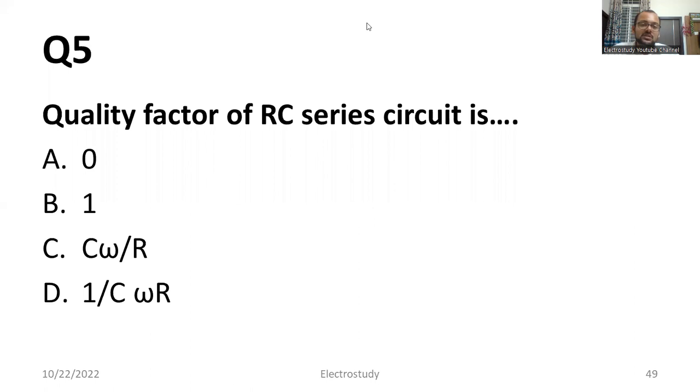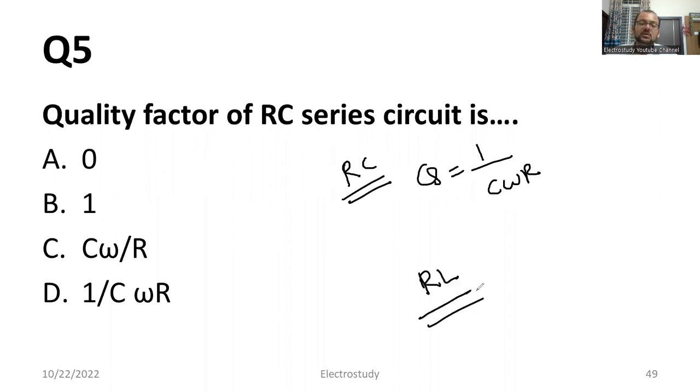Now I would like to discuss question number 5. Everybody kindly go through question number 5. The quality factor of an RC series circuit is, so we will write Q is equal to 1 by C omega R. If the quality factor of an RL circuit, we will write Q is equal to 1 by L omega. Like that you can follow up.